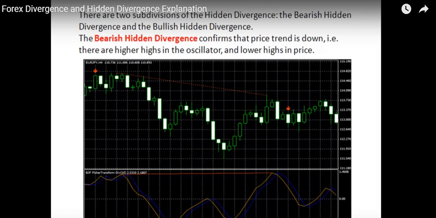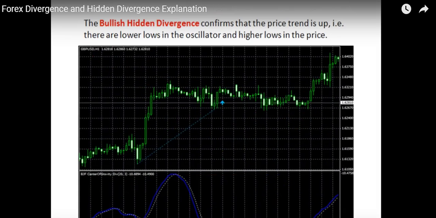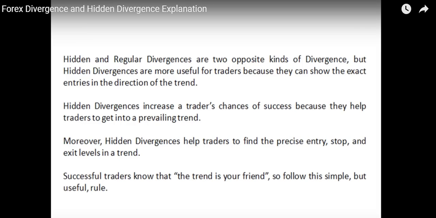There are 2 subdivisions of the hidden divergence, the bearish hidden divergence and the bullish hidden divergence. The bearish hidden divergence confirms that the price trend is down. In other words, there are higher highs in the oscillator and lower highs in price. The bullish hidden divergence confirms that the price trend is up. In other words, there are lower lows in the oscillator and higher lows in the price.